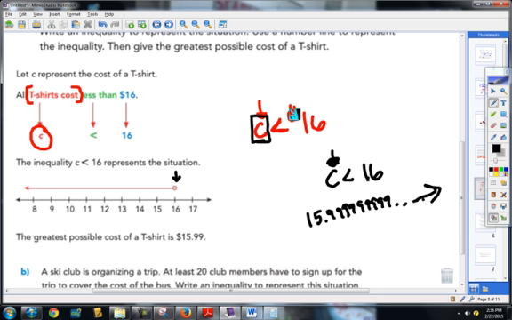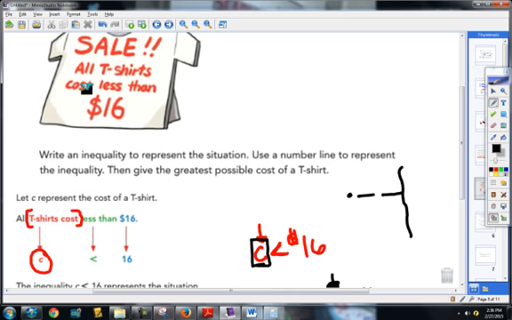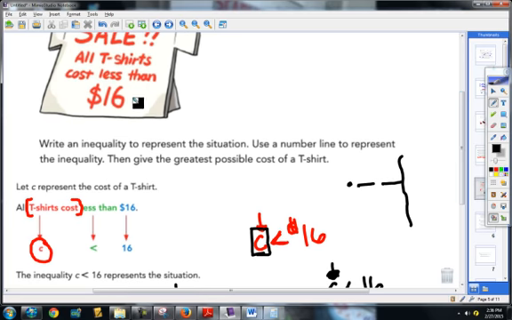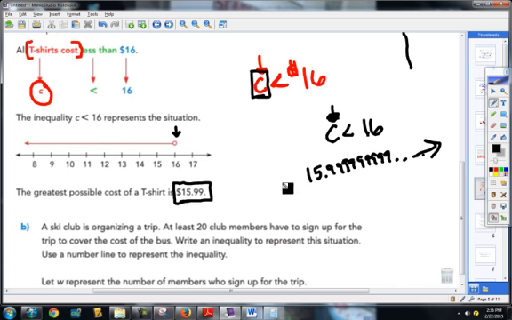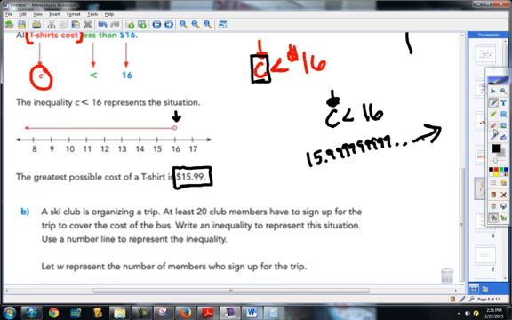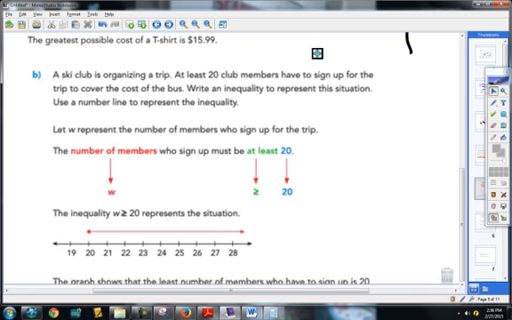But because we are specifically talking about money, and our money system only goes to dimes and pennies, we know that that's the cutoff. So the greatest possible cost of one t-shirt would be $15.99. Okay, that's key to know. If it would have said all t-shirts are $16 or less, then there could be a shirt that was 16, but it specifically says all shirts less than 16, therefore $15.99 would be the greatest amount of money for a t-shirt for this particular sale. Okay? Let's look at the next one here.